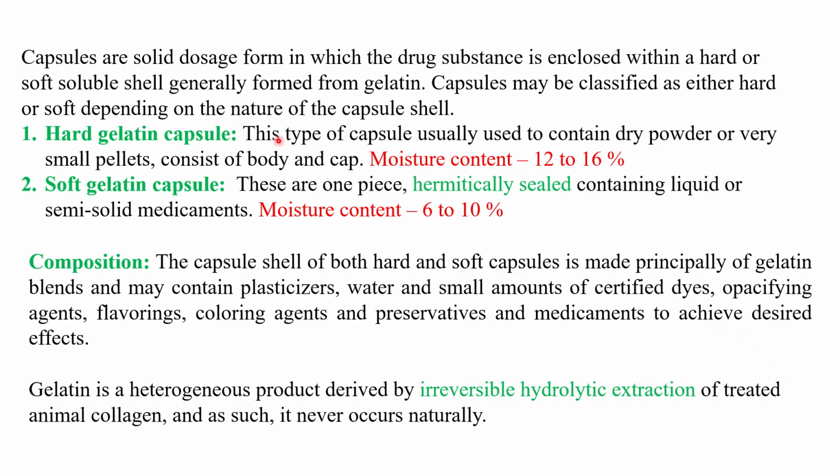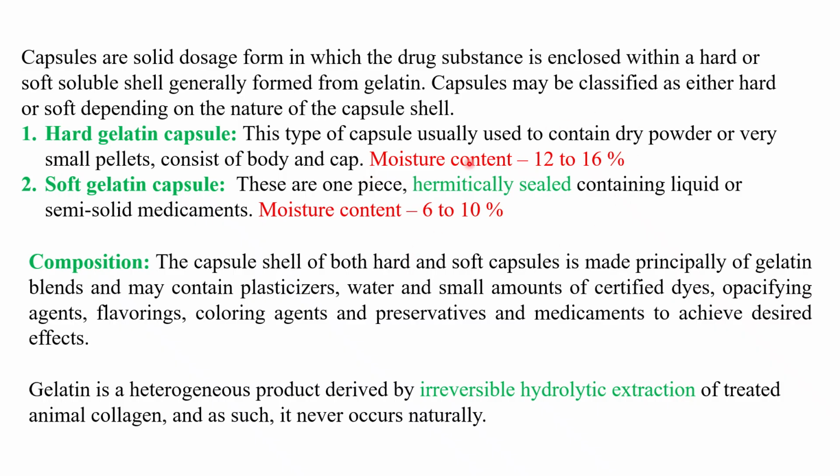Hard gelatin capsules are used to contain dry powder or very small pellets, and consist of a body as well as a cap. In the case of hard gelatin capsules, the moisture content is about 12 to 16%, which is greater than the soft gelatin capsule. In the case of soft gelatin capsules, the moisture content is 6 to 10%.